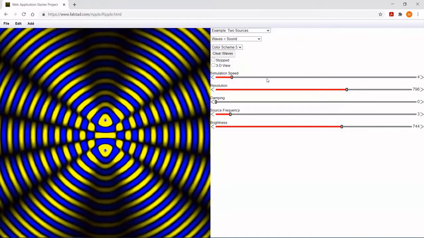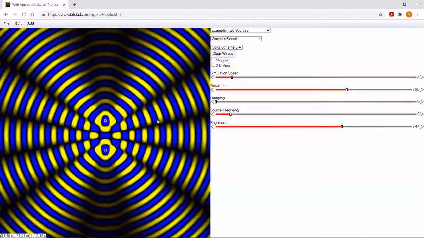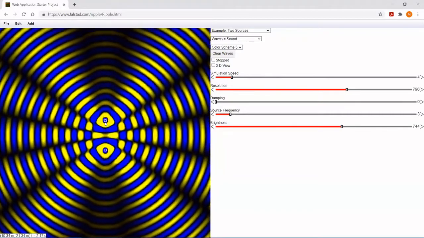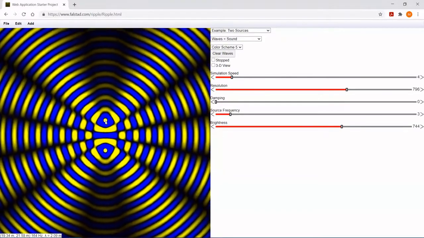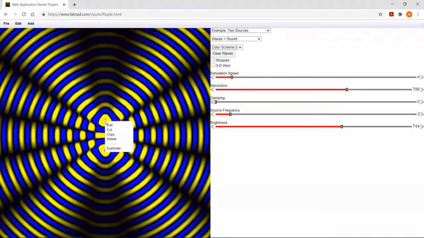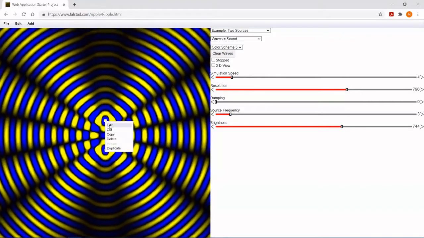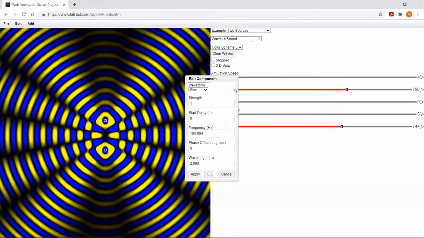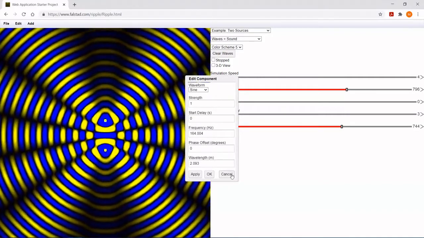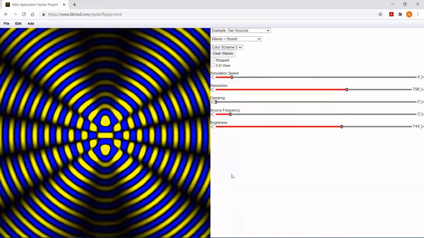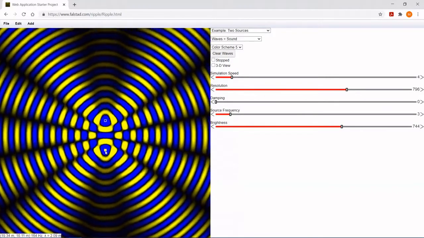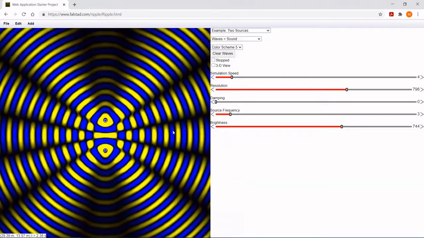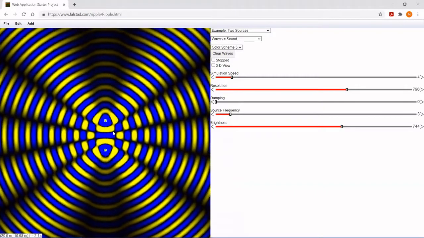Okay, that works. What else can we do? How about we change the source separation? Now I could just click and drag, but I may also be able to do that numerically. If I right click, go to edit. No, they're not actually giving us an option for that. So I'll just click and drag. Before I do that, memorize the spacing of the nodal lines there.